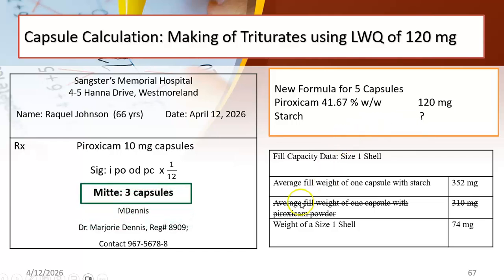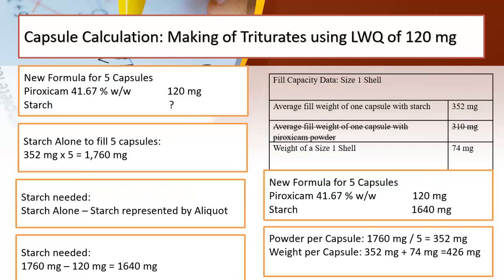And this is where I'm telling you now that the fill capacity of the piroxicam, I strike through it right here because you really don't need it. What we'll be using is that of the starch alone. So you'd say starch alone to fill the 5 shells is 352 milligram times 5, 1760. So the starch needed will be starch alone minus the starch represented by the aliquot.